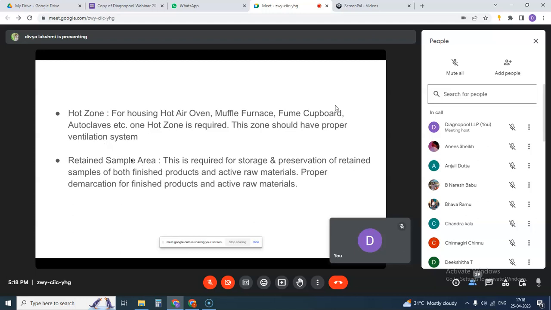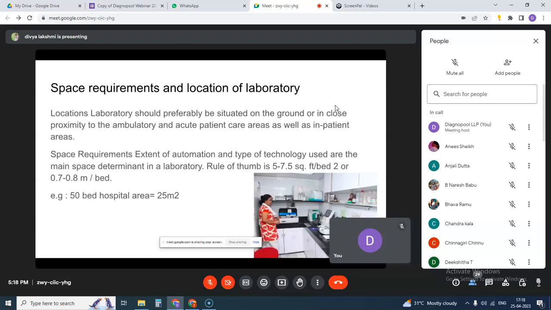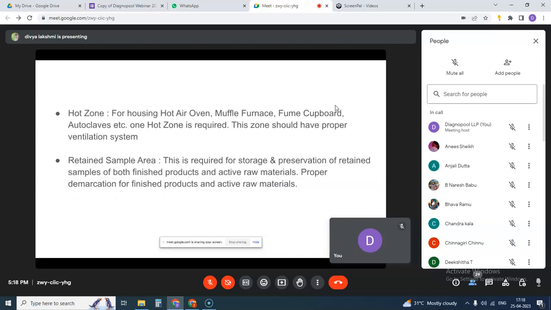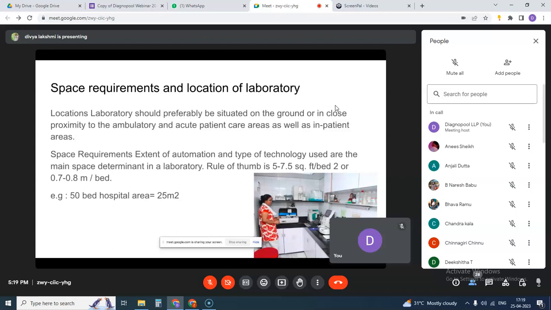If you're preserving some retained sample, again you should have a separate area with proper demarcation for the finished products and active raw materials. So these are the areas which are very important in any kind of lab, whether it is a small lab, medium lab, or even without considering the requirements. But these small areas should be there.